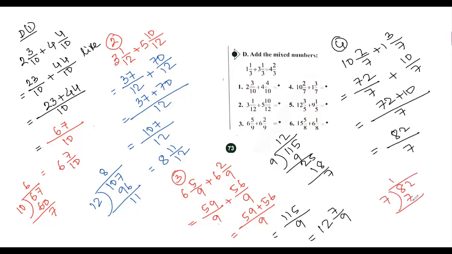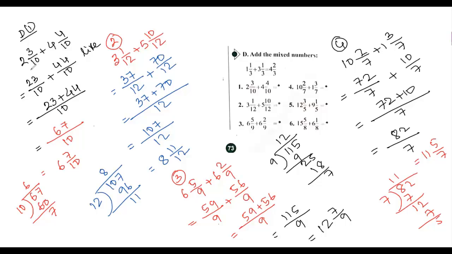So if we divide 82 by 7, what will happen? 7 1s are 7, remainder is 1. We have to bring down 2 here. So 7 1s are 7, remainder is 5. So our final answer will be 11 whole 5 by 7. I hope you understand up to question number 4 properly. We can solve this problem in a shortcut method.